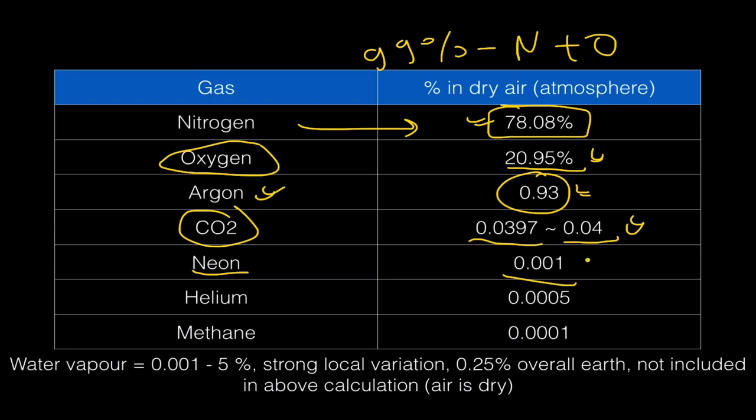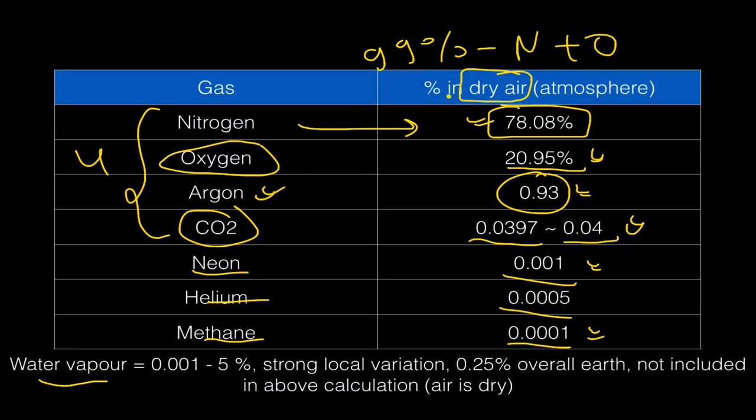Neon is 0.001%, helium is 0.0005%, and methane is 0.0001%. Obviously you don't need to know the percentages except the first four. These you must know, but you should know that noble gases are most abundant after these first four. Now water vapor is not included because this is dry air, as you can see here.